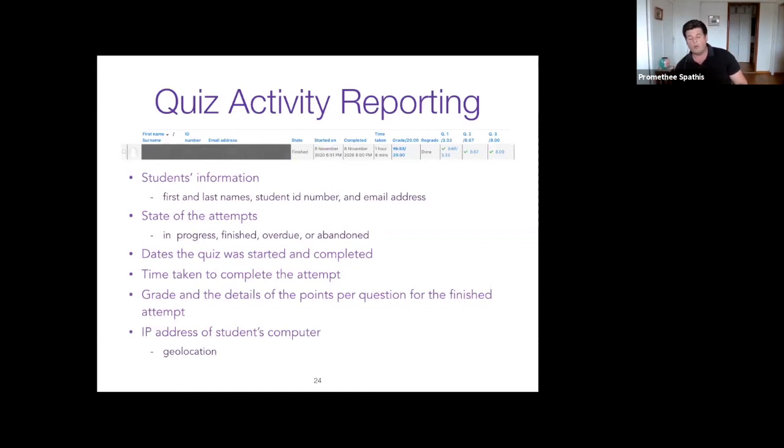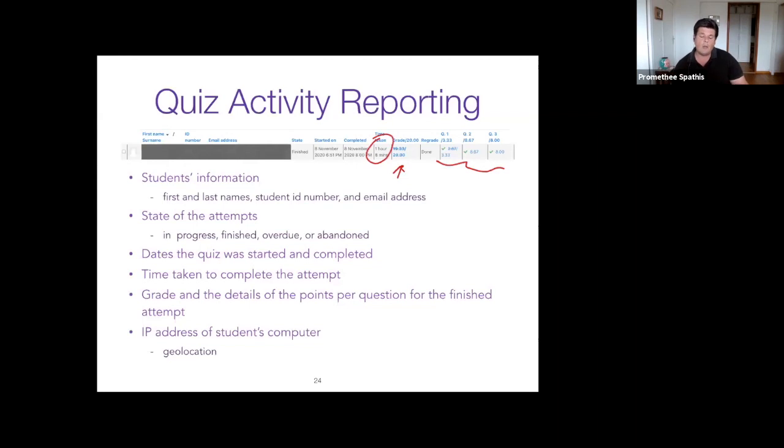So when you download the reports, you have some information regarding the students, the state of the attempt, the date the quiz was started and completed, and the time that it took to complete the attempt. So here, for instance, the student took 1 hour and 8 minutes, and of course the grade and the detail for each of the questions.